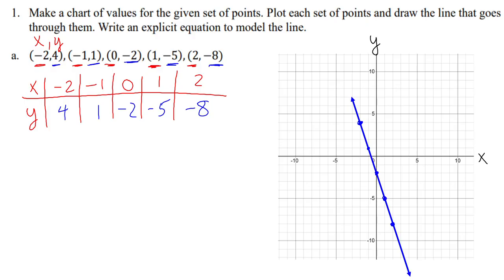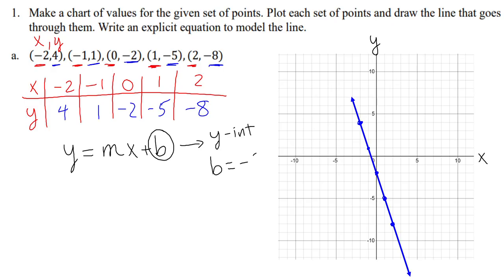When we want to write an explicit equation, we need to remember that in order to do that, we need things to go into the form y equals mx plus b. So our b value, as we remember, is always the y-intercept. That's the value when x is 0. So in this case, b is -2 because that's when our x value is 0.